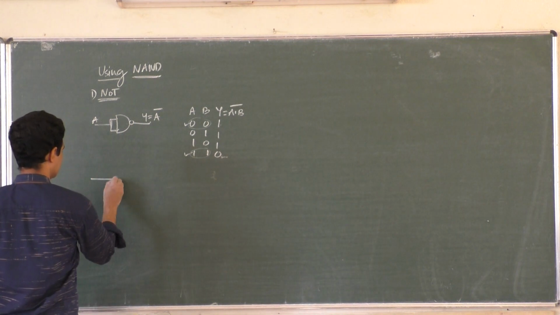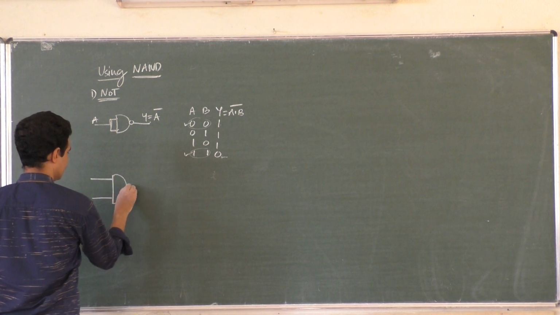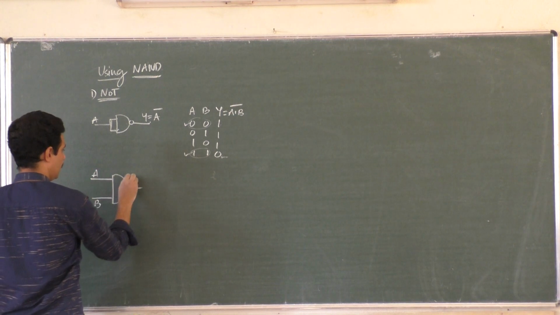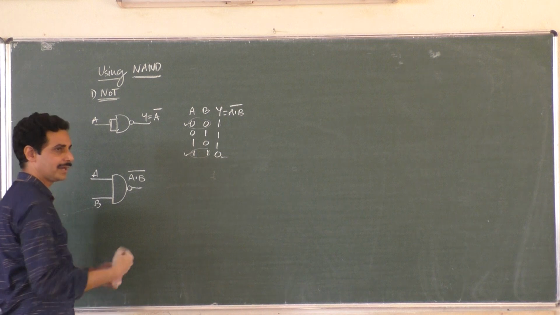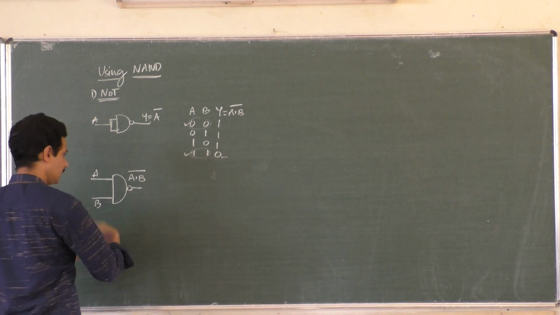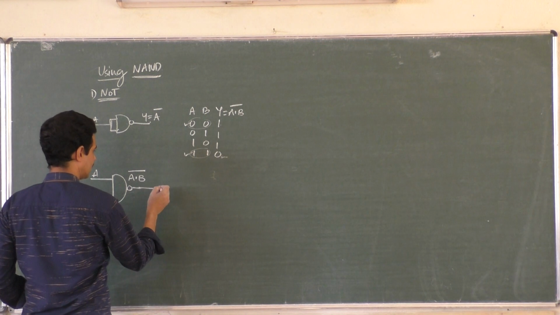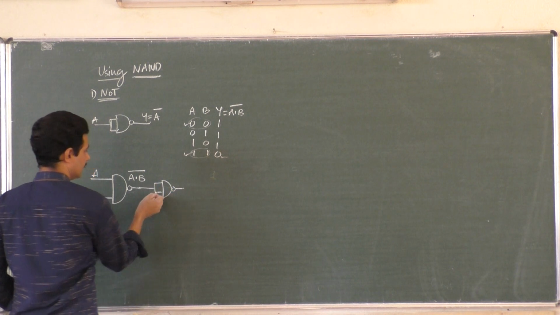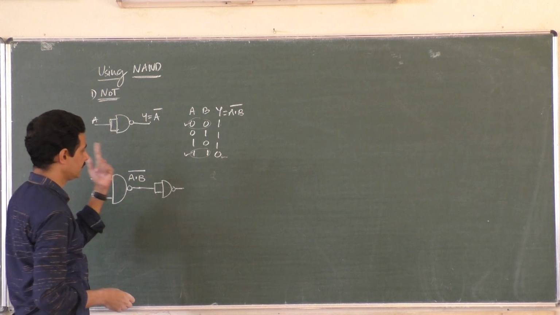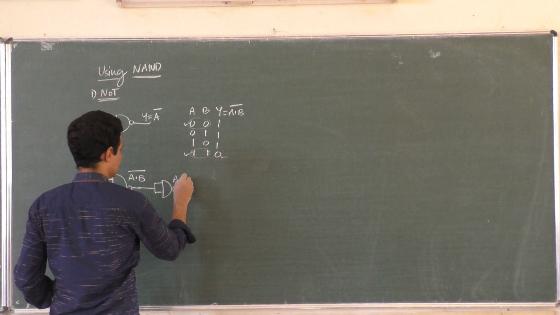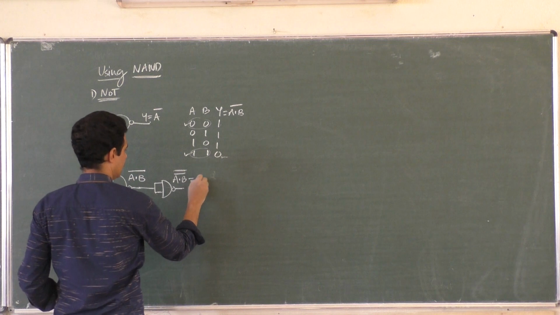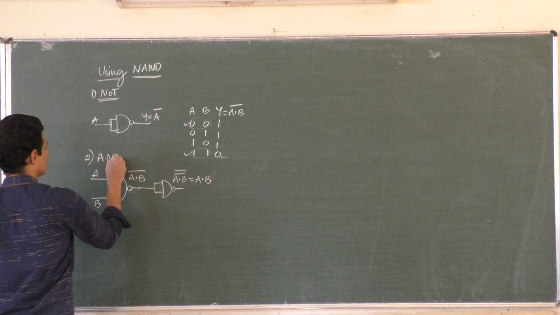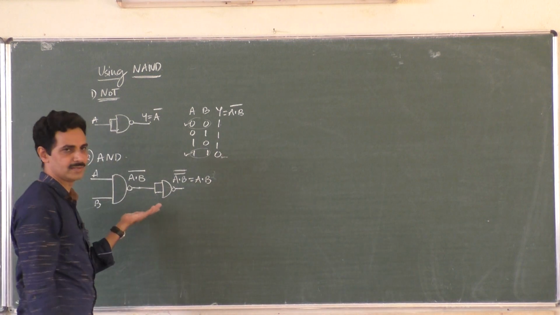So take a NAND gate like this. The output is already A dot B bar, right? I want A dot B. Make it one more bar. Again complement it. That means connect a NOT gate, constructed using a NAND gate only. So connect a NOT gate. Right? When you tie the inputs of a NAND gate, it becomes a NOT gate. So this is A dot B bar bar, that is equal to A dot B. This is AND using NAND. Isn't it? Very simple.